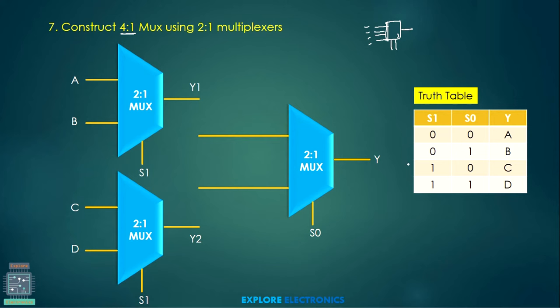So here we will have S1 and S0 as select inputs. Y will be the single output. We need to make a connection of select lines like this. These two 2:1 muxes will operate with S1, and the outputs of those two will be given to the second stage of 2:1 mux, and here the select line is S0. This is how we can construct a 4:1 multiplexer using 2:1 multiplexers.